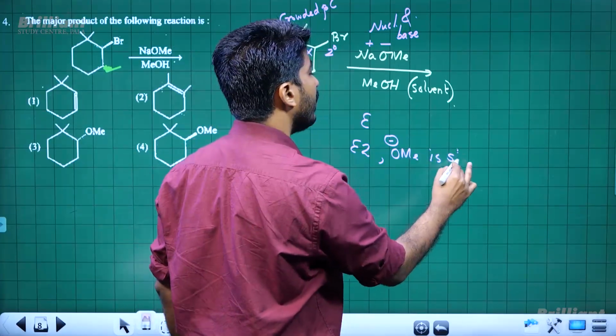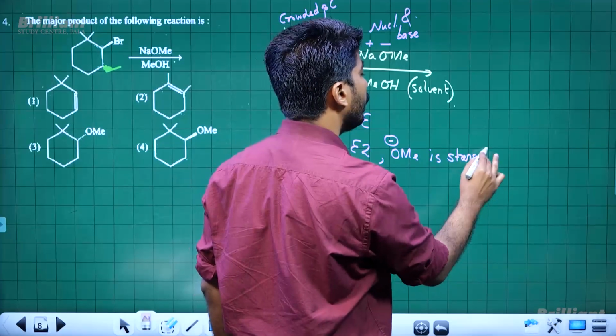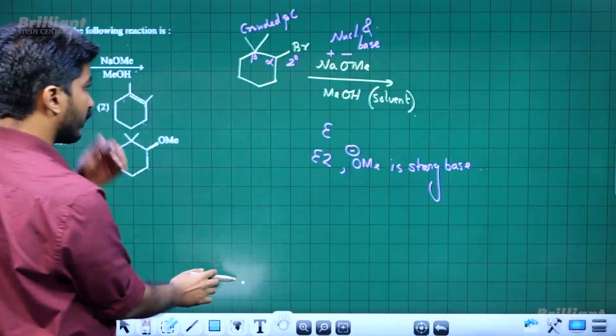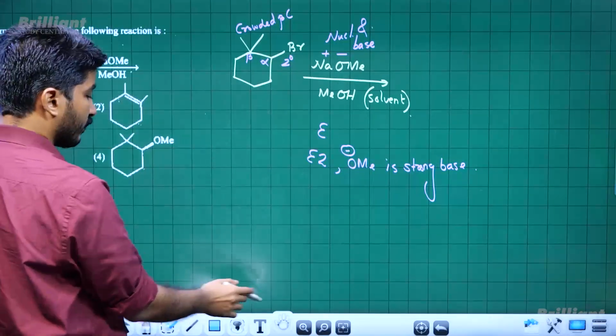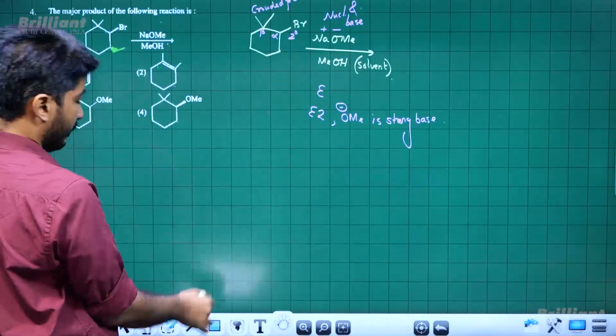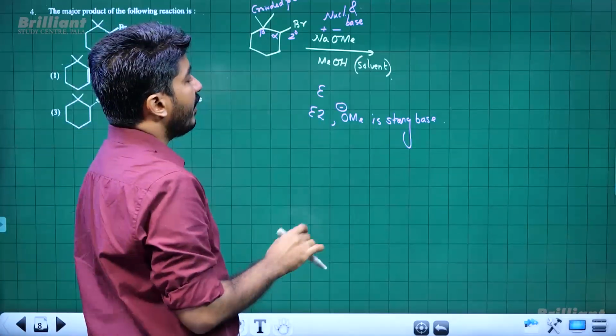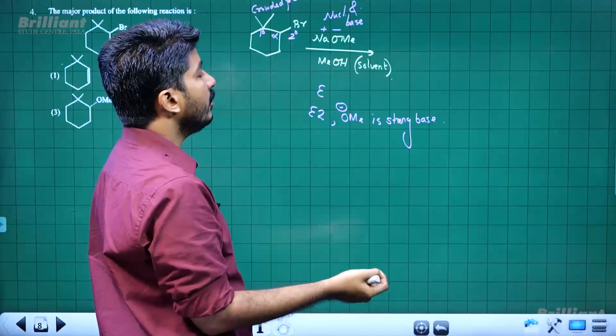Alkoxide is a strong base. Strong bases do E2 reaction. OMe minus is a strong base, and it is showing E2 reaction. So we decided that this is elimination, not substitution, and then we decided that this is E2, not E1.